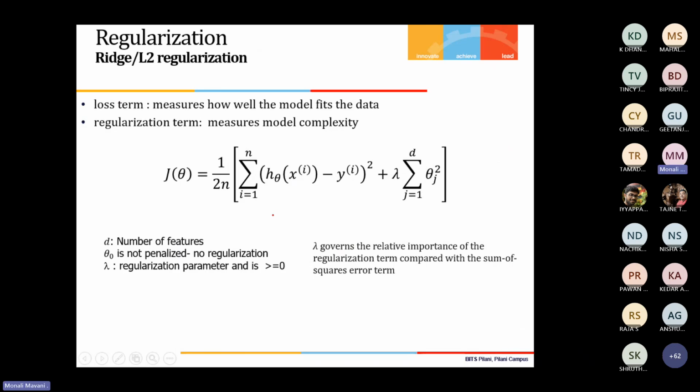Mathematically, this is the regression problem. This is our regression loss function. We are adding another quantity here: lambda times the summation of all the theta squared. But importantly, it starts from 1. So this is theta j squared.